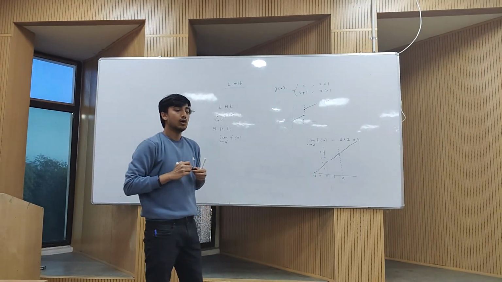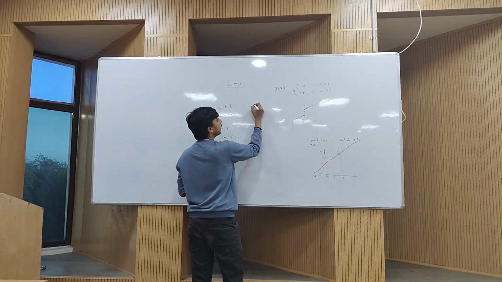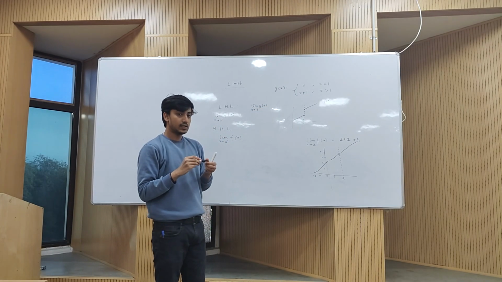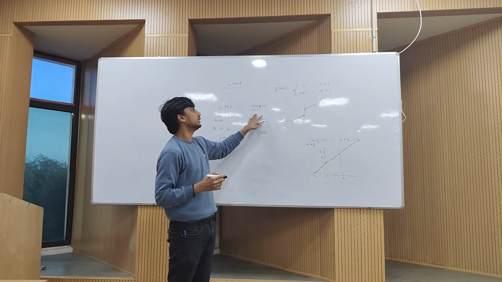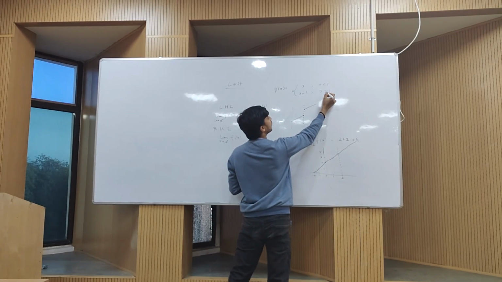Okay. Now what about the limit of g(x) as x approaches 1? Now we are interested in finding out the limit of g(x) as x approaches 1. At 1, let us do this.